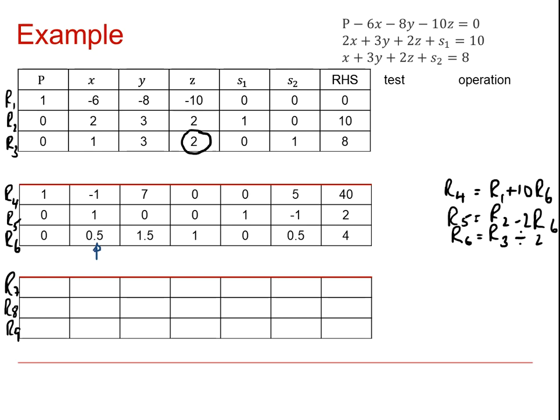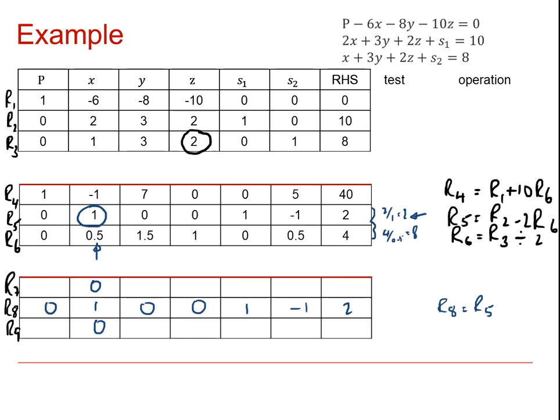So applying the test to the elements again, 2 divided by 1 is equal to 2, 4 divided by 0.5 is 8, so the smaller of those is 2, giving us this element here. We want the pivot column to be 0, 1, 0, but we can see that row 5 already has one in it, so row 8 is simply going to be the same as row 5. So it would be 0, 1, 0, 0, 1, negative 1, 2.